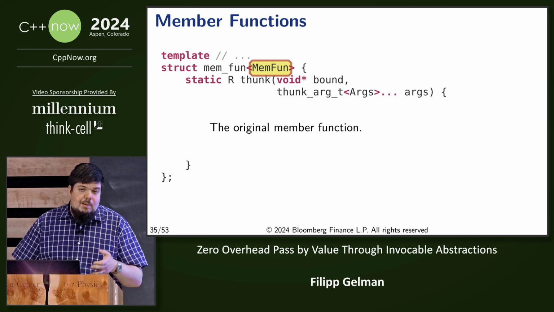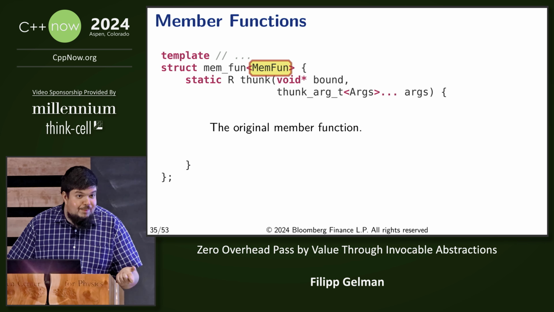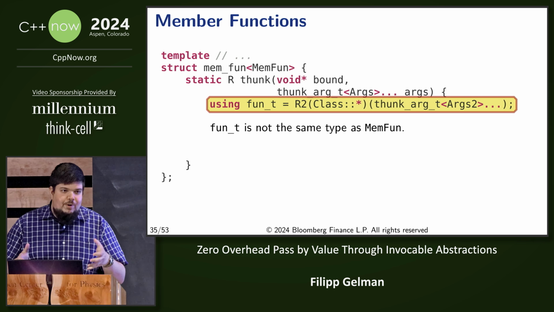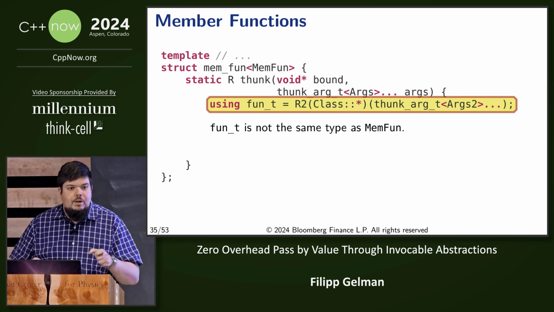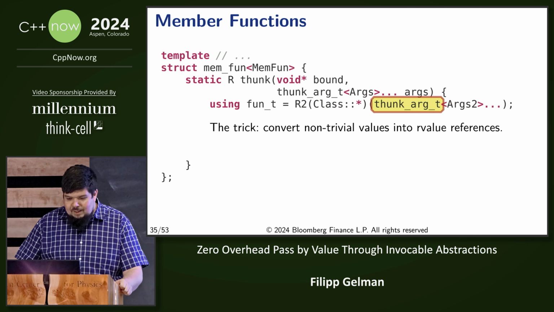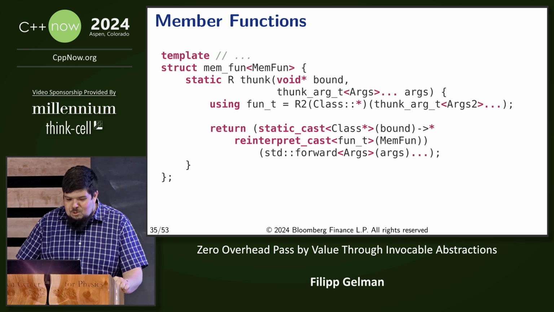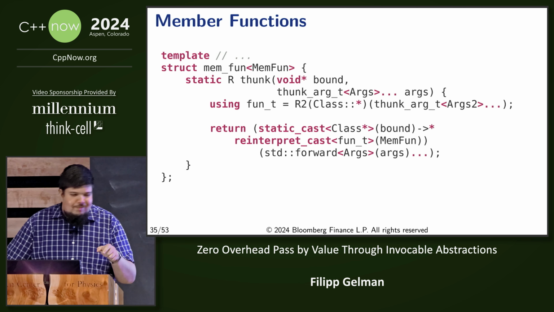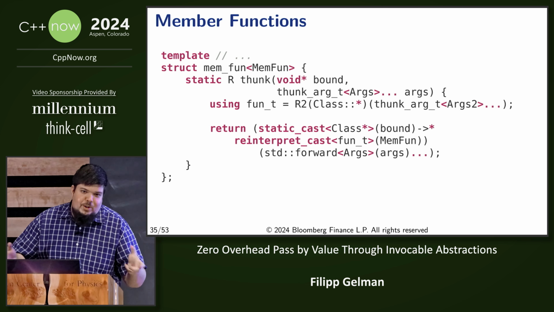Now, the original member function is there, but guess what we're going to do? We're going to fiddle with its type. So there it is. We have the type of the function, but we modify each argument so that if it's a non-trivial value, it becomes an R-value reference instead. And then we call it. Rolls right off the tongue, doesn't it? So that's just a bound pointer to member function syntax combined with a bunch of casts.